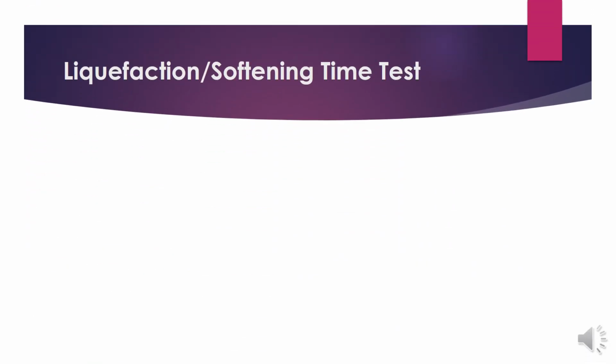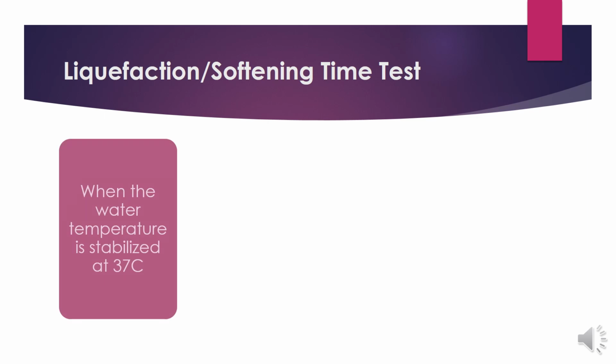So this slide is showing you the procedure for the liquefaction or softening time test. The first step is when the water temperature is stabilized. First of all we need to achieve a stabilized temperature of 37 degrees centigrade for the water that is circulating in the condenser.